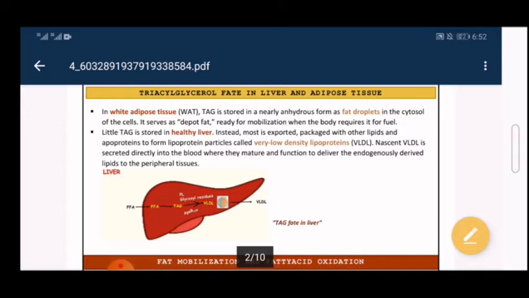Instead, most of the fats are exported, packed with other lipids and apoproteins to form particles made up of lipoproteins. These lipoprotein particles are known as very low density lipoproteins. These are synthesized inside the liver. The newly formed very low density lipoproteins are secreted into the blood where they mature and start to do their function. The function is to deliver endogenous derived lipids to the peripheral tissues. By the way, endogenous means synthesized inside the body.